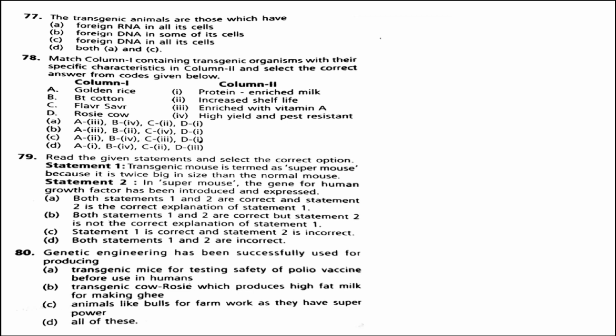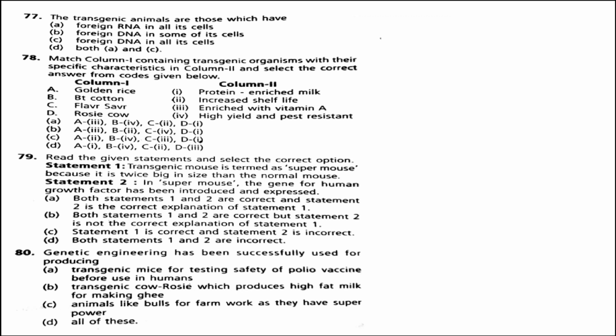Next, read the given statements and select the correct option. Statement 1, transgenic mouse is termed as super mouse because it is twice as big in size as a normal mouse. Statement 2, in super mouse the gene for human growth factor has been introduced and expressed. Here the answer will be option A. Both statement 1 and 2 are correct and statement 2 is the correct explanation of statement 1.